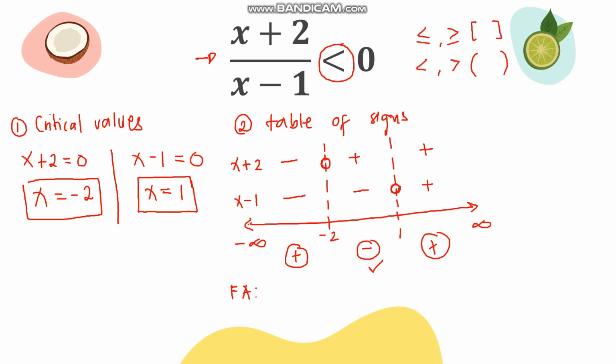Okay? So to write that, we have -2 up to 1, and then we will just be using parentheses. So the solution set will be from -2 to 1, but the critical values are not included. So what are the numbers between -2 and 1? We have -1, we have 0, as well as the decimal numbers.